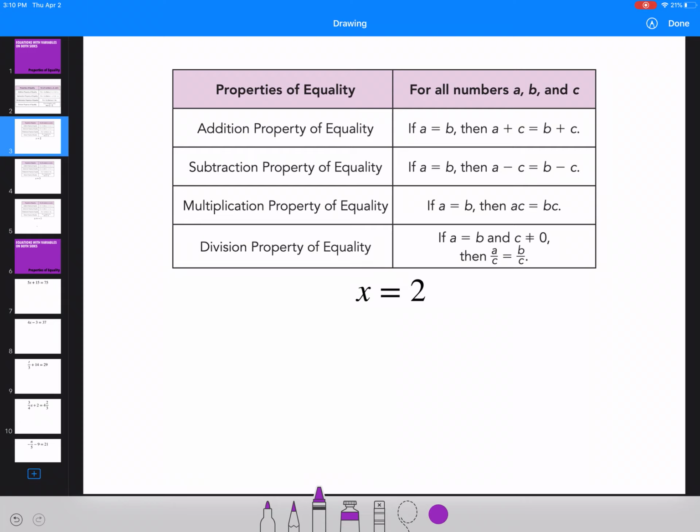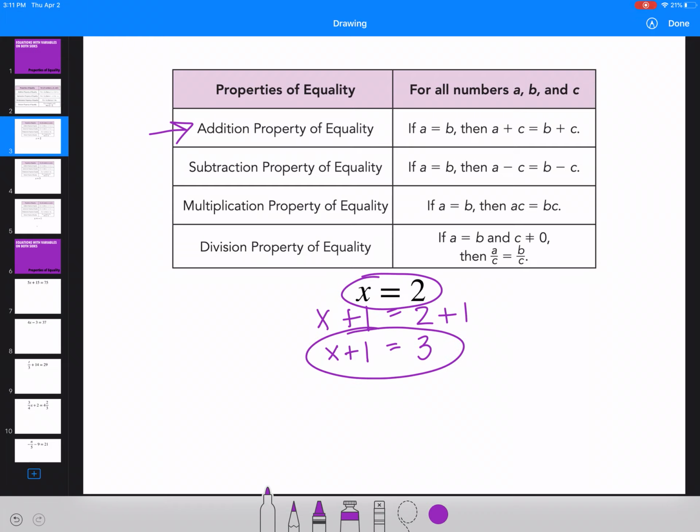So for example, we're going to start with x equals 2. We can use the addition property of equality, and we're going to transform this equation. I'm going to add 1 to both sides. And we have x plus 1 equals 2 plus 1, which is the same as x plus 1 is equal to 3. Because we use the properties of equality, the two equations have the same solution. This equation, x equals 2, and in this equation, x equals 2.